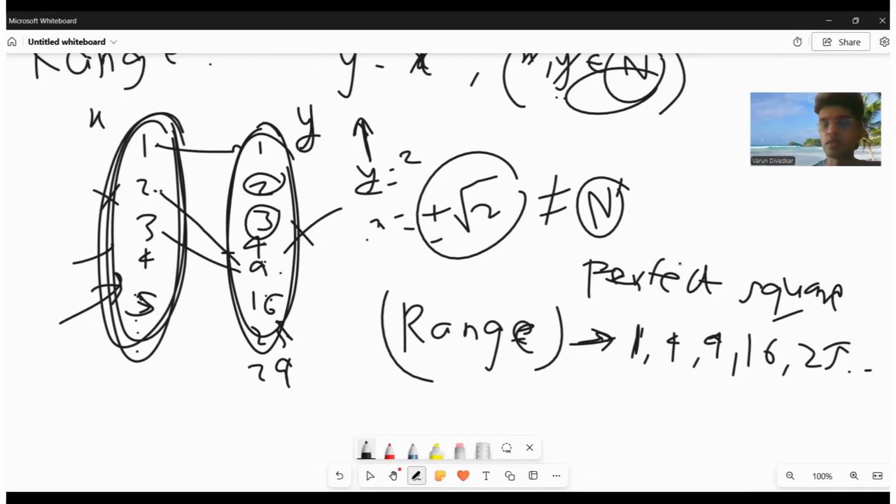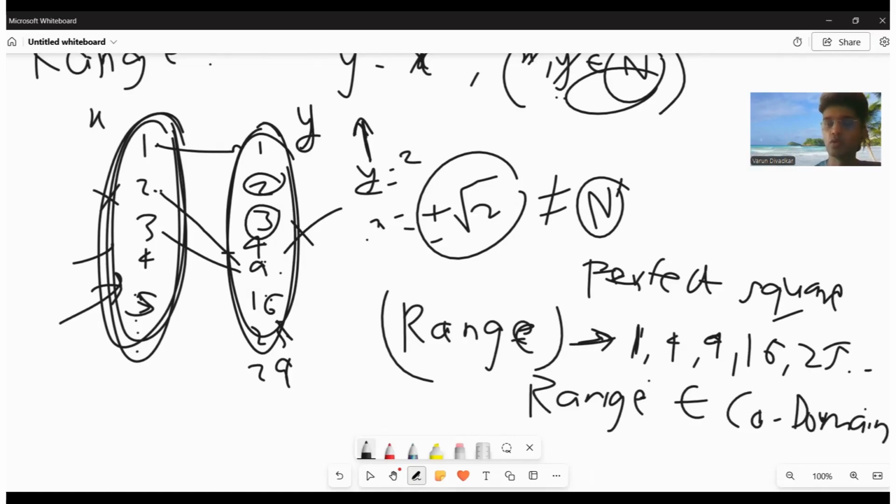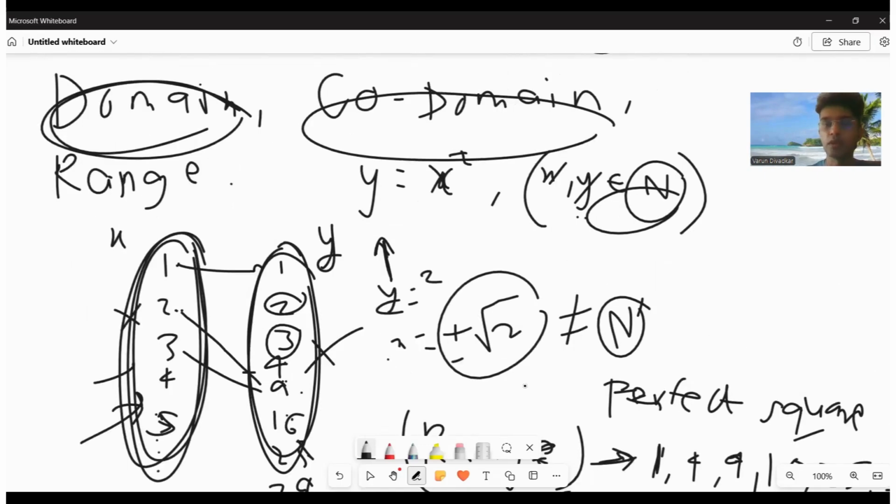It doesn't have 2, 3, 5, 7, 8, right? Because they're not perfect squares. So a range is a subset of a codomain. Okay, keep this in mind. Now there is a special case when the range will be equal to the codomain. We'll take that case later. But that's basically domain, codomain, and range for you, right?